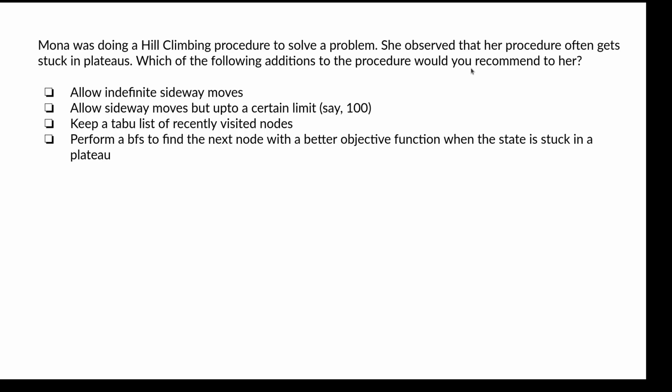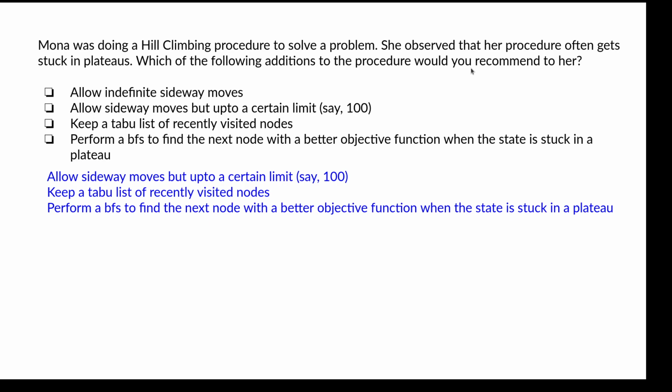Allow indefinite. So what would be the answer? The answer would be, you give the suggestion to allow sideways moves, but up to a certain limit, so that you're able to recall whether it's a loop, and then you can discard those scenarios. Keep a taboo list, as I said, it helps you avoid going in a loop. Perform BFS to find the next node with a better objective function when the state is stuck in a plateau. You'll perform the BFS, see what the successors are, and take the one with a better objective function.